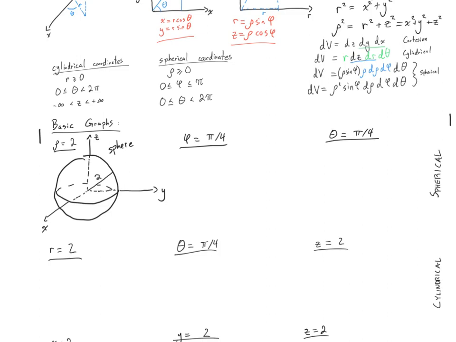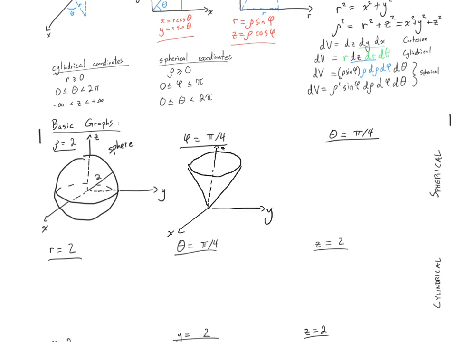So the key here is if phi is pi over 4, then I'm not really restricting my x and y coordinates. I'm only restricting the z relationship. And so the graph you're going to get is a cone. So let's draw a little cone, and I'm going to draw my z-axis going up. So here's x, here's y.